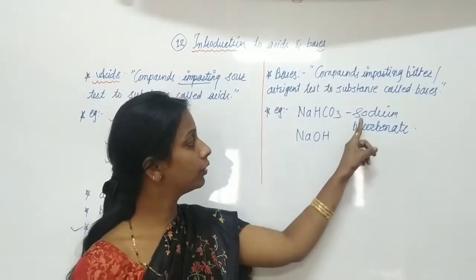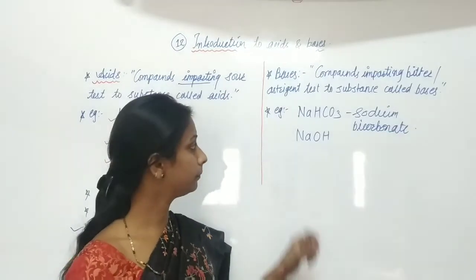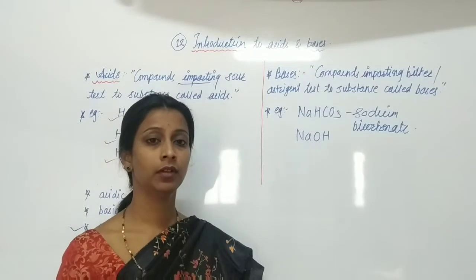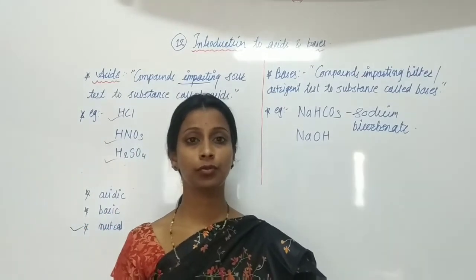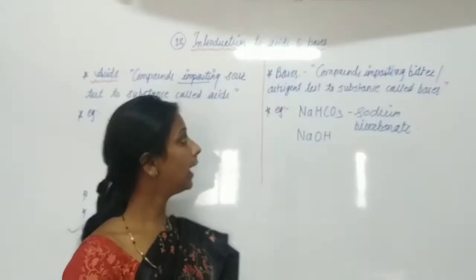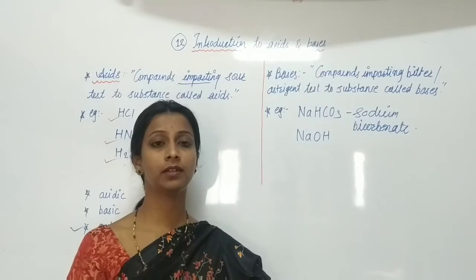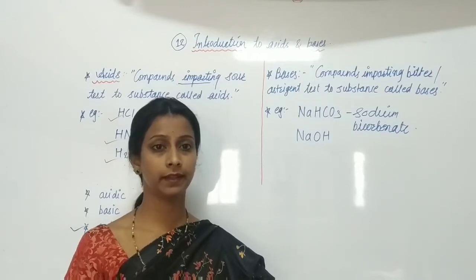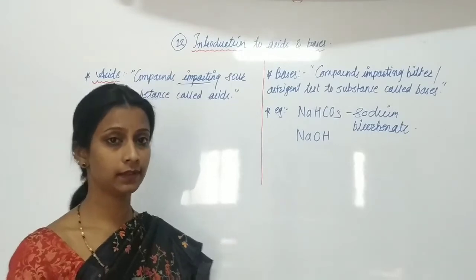NaHCO3 means sodium bicarbonate, and we also call it baking soda. Now NaOH, that is sodium hydroxide, which is used in soaps. So this is about acids and bases. These bases have properties totally opposite to acids. Means bases are opposite to acids.